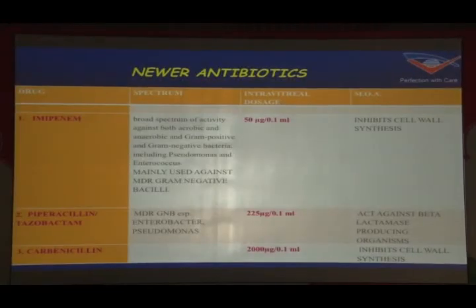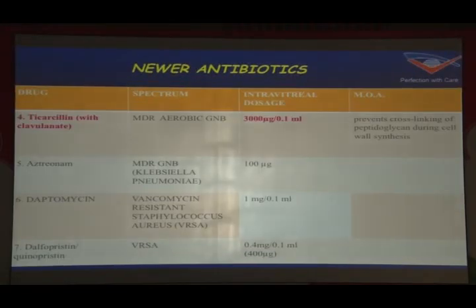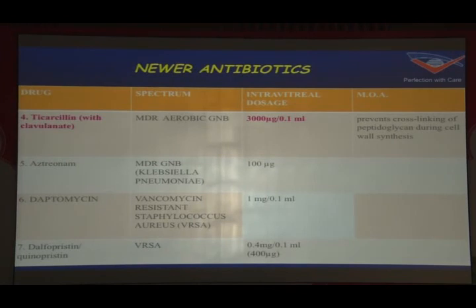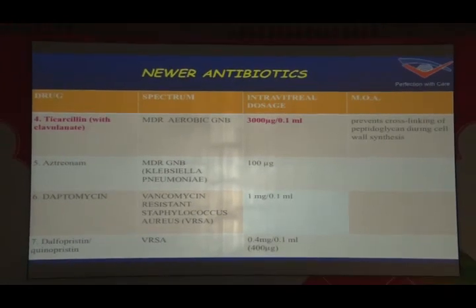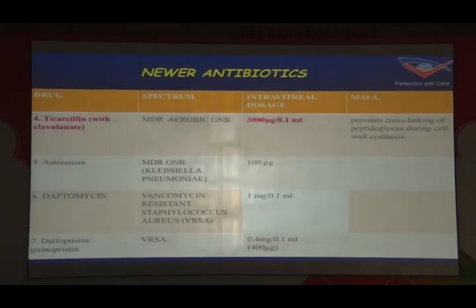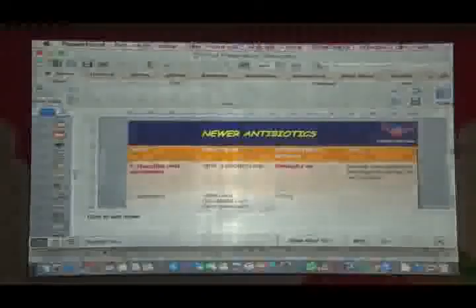Thanks, Neeraj. This is just because somebody was asking a question about the newer antibiotics. This is imipenem, which is 50 micrograms per 0.1 ml. Tazobactam is 225 micrograms per 0.1 ml. Carbenicillin is 2000 microgram per ml. Then you have ticarcillin, which is 3000 microgram per 0.1 ml. And then you have many other things like daptomycin and dalfopristin. So these are the various drugs which are available. This was just by the way, since a question had come up.